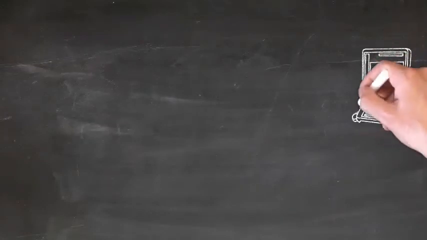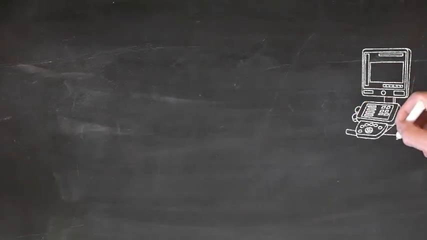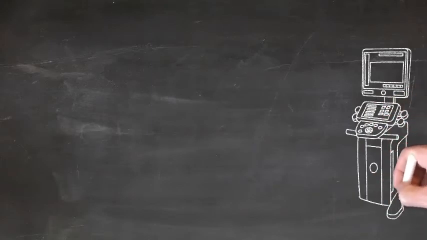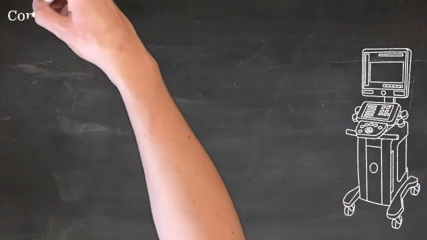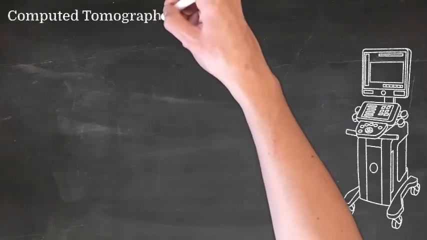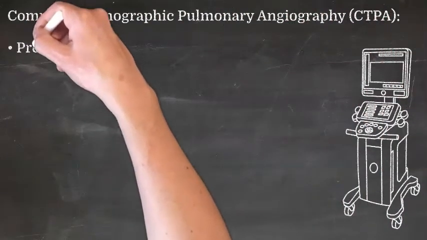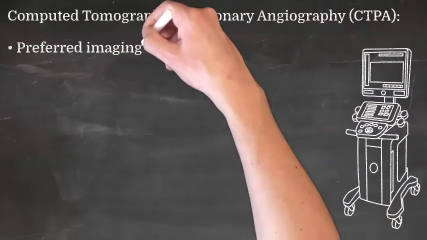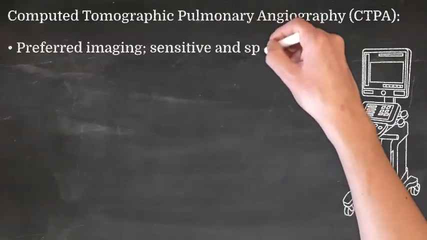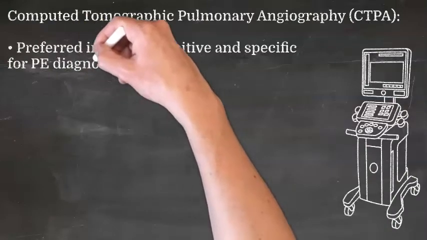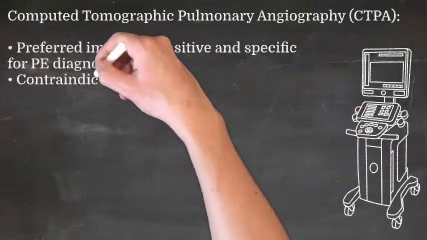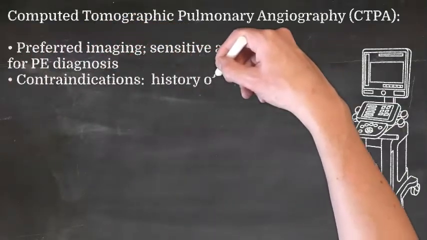And your next step in patients who do not have a contraindication is almost always to get a CTPA, which is a computed tomographic pulmonary angiography. And this is definitely the preferred imaging in order to make a definitive diagnosis of PE. It is sensitive and specific for PE.